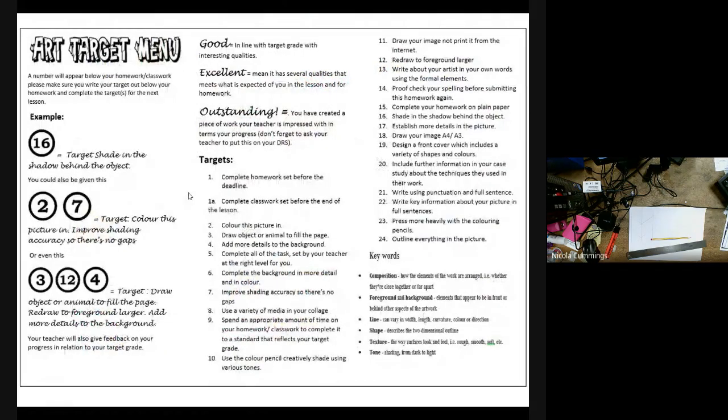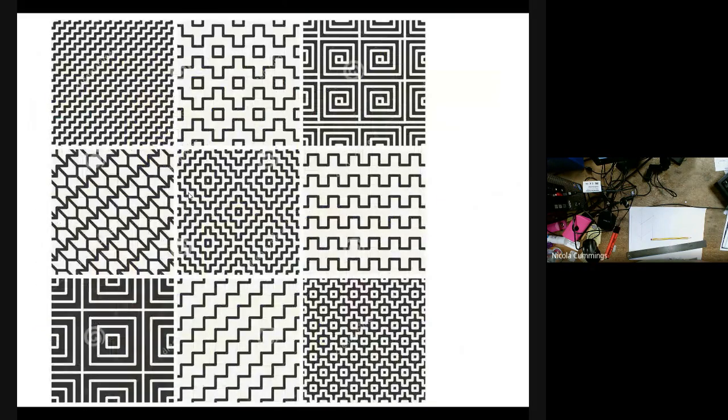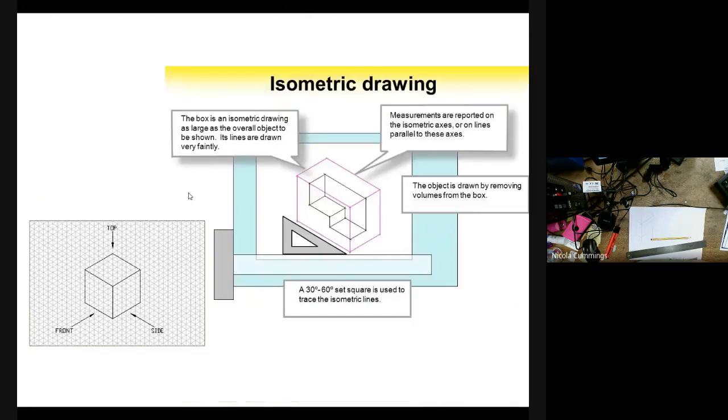Don't forget, all the work that we do this year, we will be assessing you according to levels. So we've got the art target sheet here so that you can see the sorts of things that we'll be looking at later on. Here's another way of looking at the formal elements. If we're talking about one thing like line, we could use that word to describe many different things.